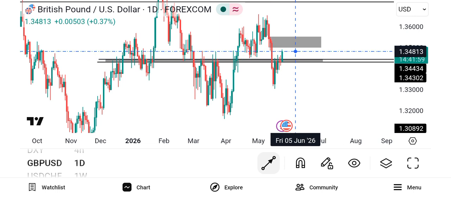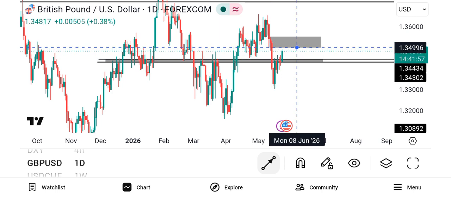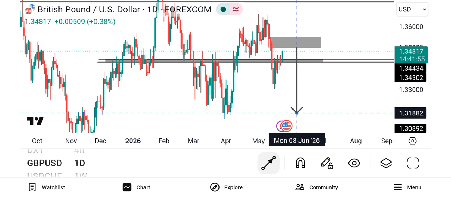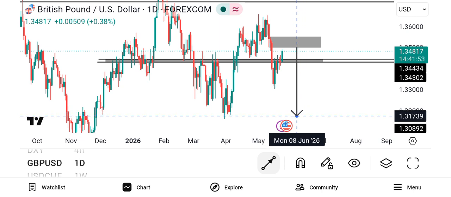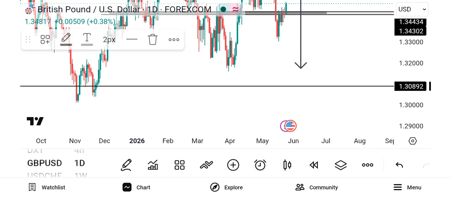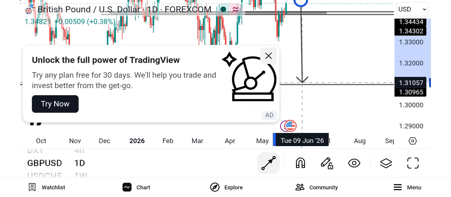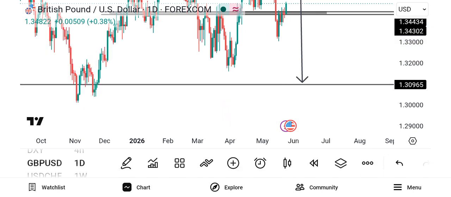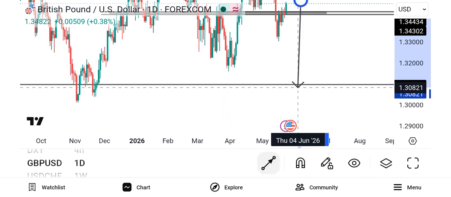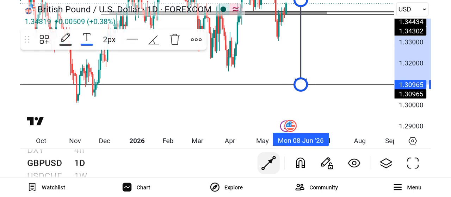And if I'm selling, where will be my target? I'm a swing trader. I will always be holding my trade up to this particular zone here. Here will be where I will be holding it, which is the neckline of the weekly time frame, the weekly chart pattern. So this is what I'll be waiting for.